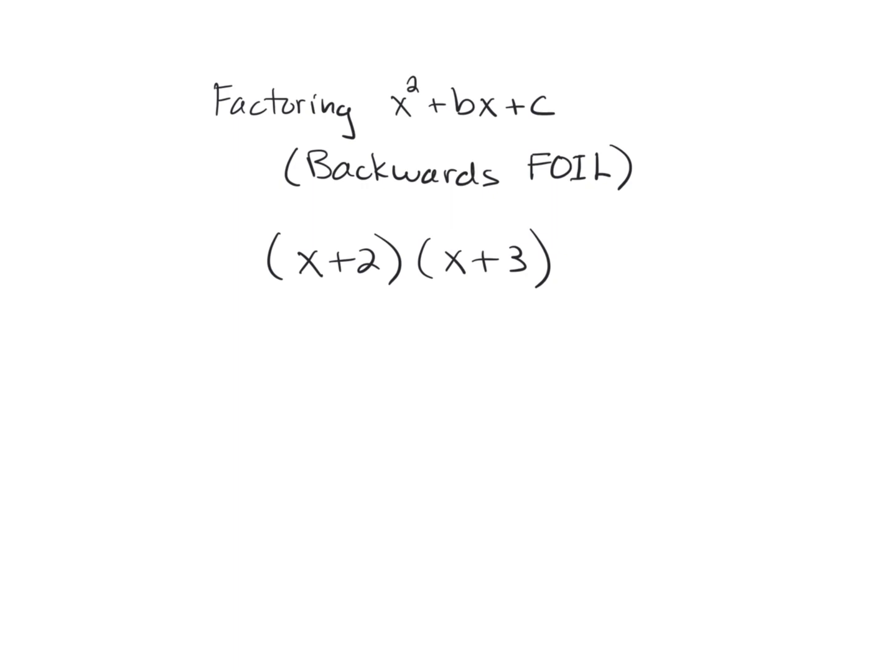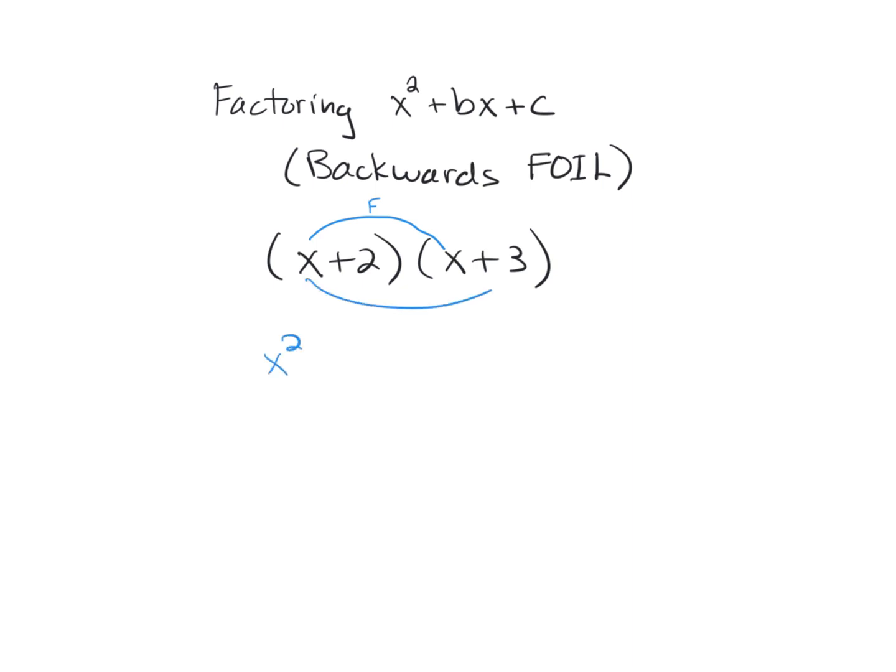Hey there, this video is on factoring trinomials of the form x squared plus bx plus c. In other words, it's backwards FOIL. So when we do FOIL, we do the first, that's my F, so that's x squared.